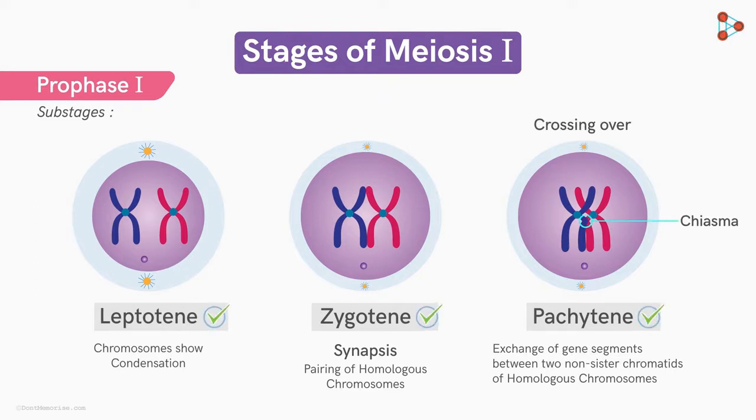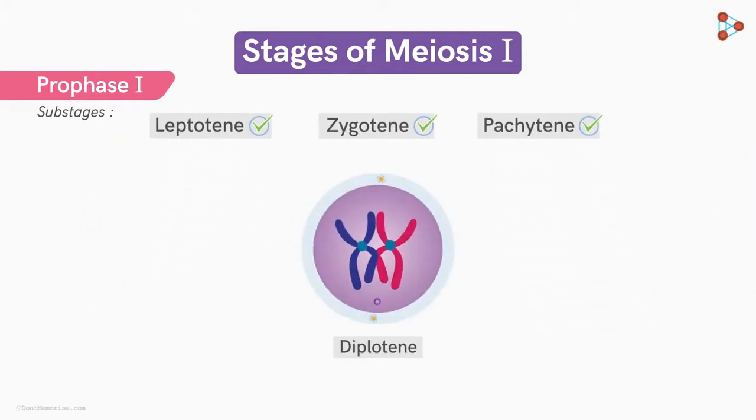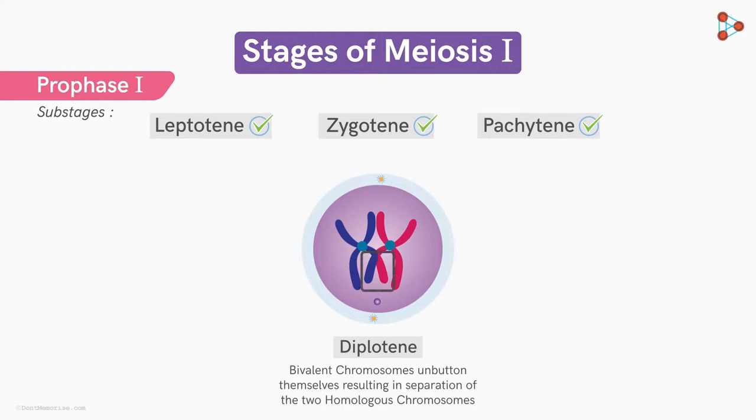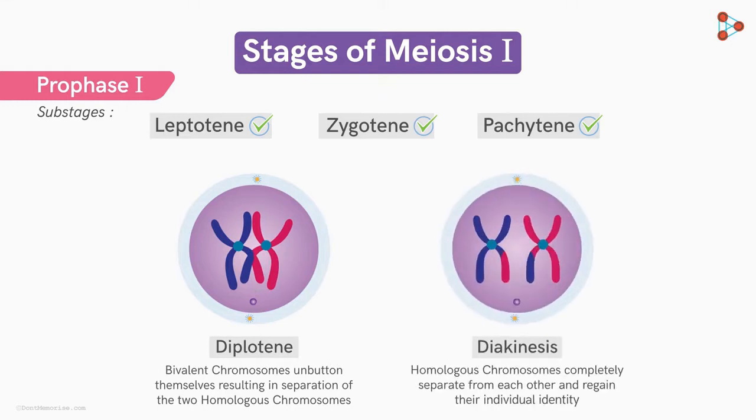After successfully interchanging the genes with one another, the cell enters the next substage called the diplotene. In diplotene, the bivalents unbutton themselves, resulting in the separation of the 2 homologous chromosomes. But here, the tricky part is that the homologous chromosomes are still anchored at the chiasma. Finally, in the last substage called the diakinesis, the homologs get completely unhooked and regain their individual identity. The nuclear membrane and the nucleolus completely disappear by the end of prophase 1.